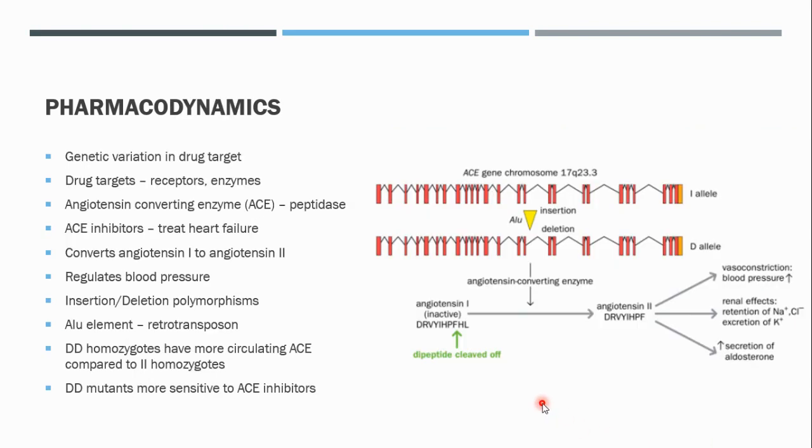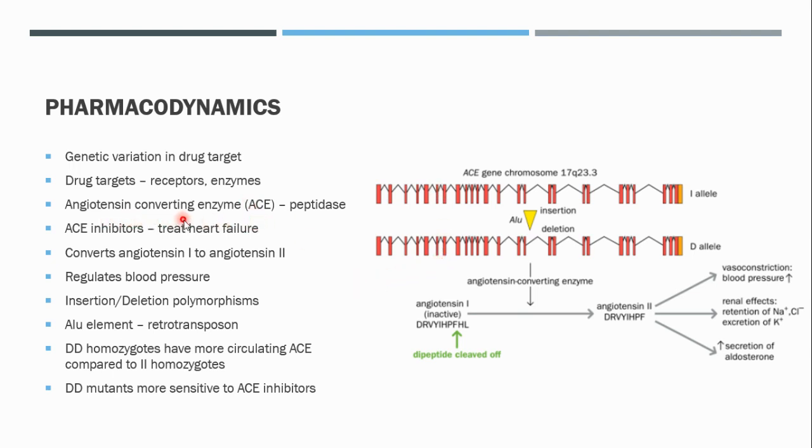So now that we have looked at how pharmacokinetics and genetic variation affects drug response, let's look at pharmacodynamics. So remember when we spoke about pharmacokinetics, we talked about how genetic variation in the way a person absorbs and eliminates a drug can affect drug response. We will now look at how genetic variation in the target of the drug can affect drug response. Now, drug targets are usually receptors or enzymes to which the drug binds in order to exert its activity.